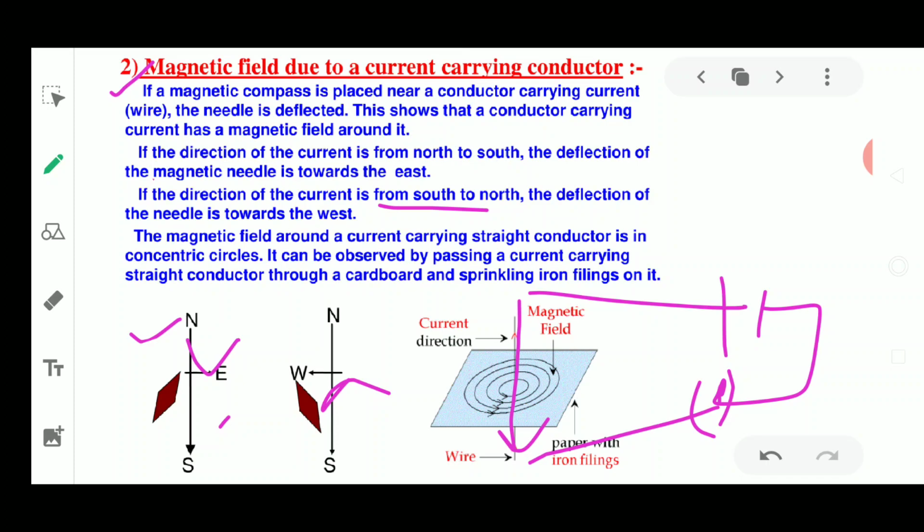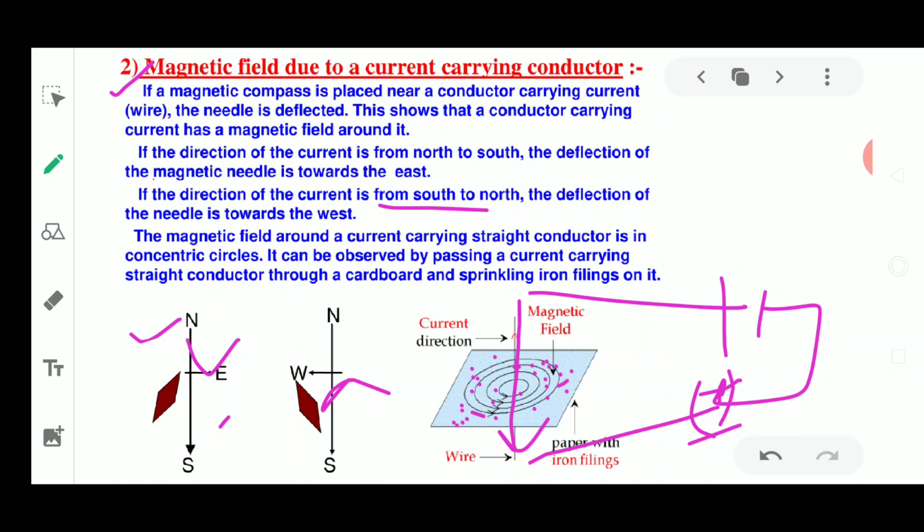Before passing the current, you have to sprinkle some iron filings over it, okay, before passing current. Now as soon as you close the switch, you will see that the iron filings are going to be attracted towards this electric wire. Now this cardboard has to be tapped for some time. You have to tap it gently so that it takes a certain shape, and it will be more clear what kind of field is generated near this wire.